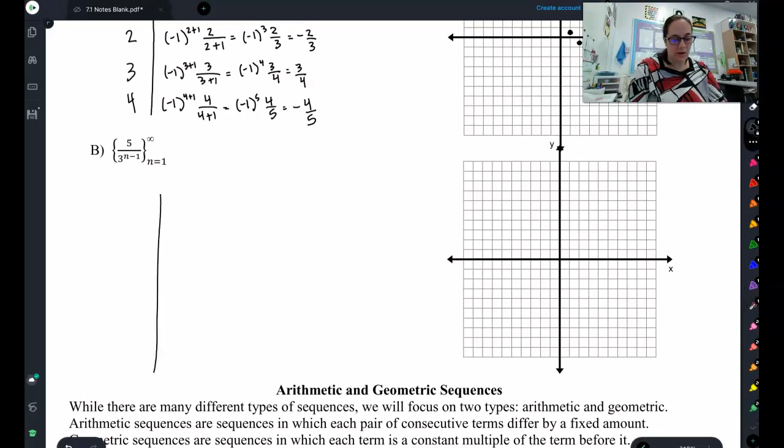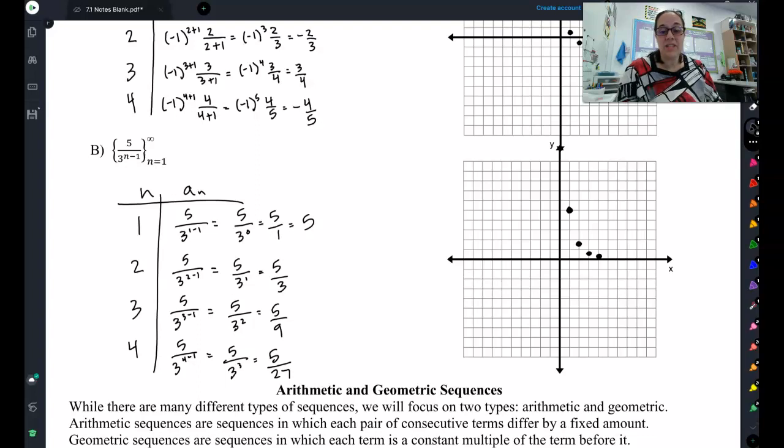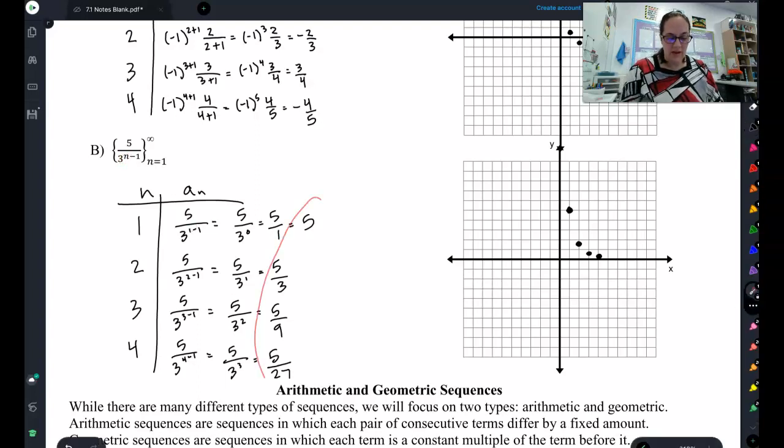Pause the video, try to graph this out on your own, and then come back to check your work and see how you did. Let's check your work. I plugged in all my numbers for n. Here's the answers that I got and that I graphed.